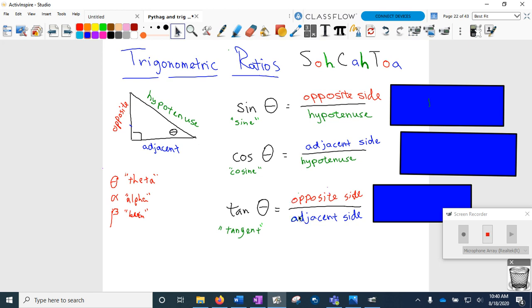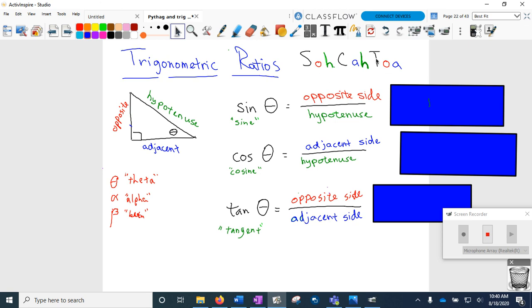Okay? So, again, when we get our papers and we're doing our work, we're going to write this down. This is our trig magic word. When it comes to right triangles, this works all the time. SOHCAHTOA. S stands for sine. O stands for opposite. H stands for hypotenuse. C stands for cosine. A stands for adjacent. H stands for hypotenuse. T stands for tangent. O stands for opposite. A stands for adjacent.